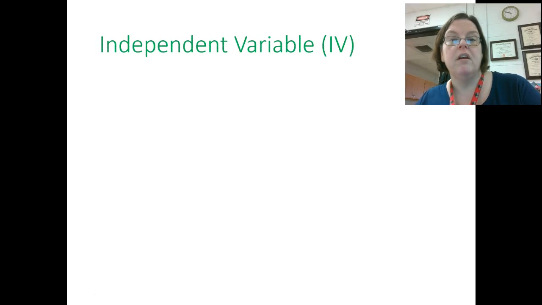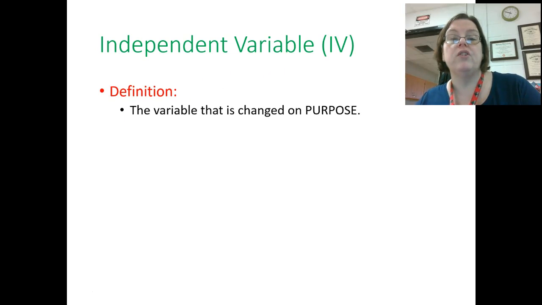Okay? So what is an independent variable? An independent variable is simply this. It is the variable that is changed on purpose. So it is the one that I am choosing to change. I am making the change. I am choosing to make that change. So it is my independent variable.